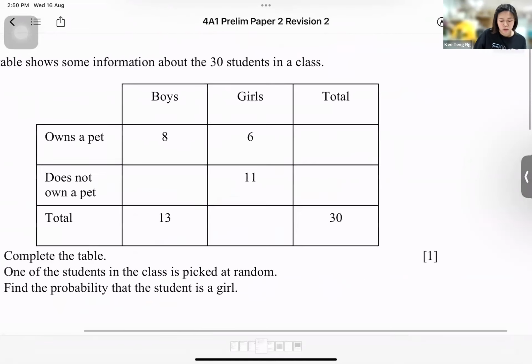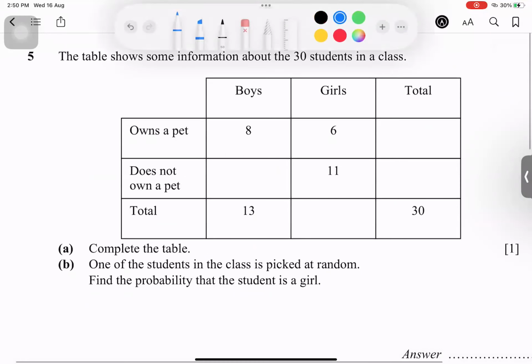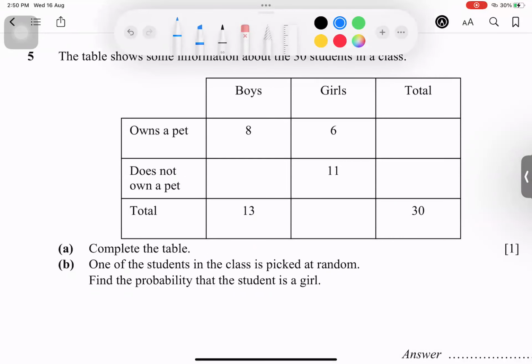Okay, this one needs a little bit of common sense. How to fill out this table? First, what can we fill? We got 8 boys, 6 girls total.